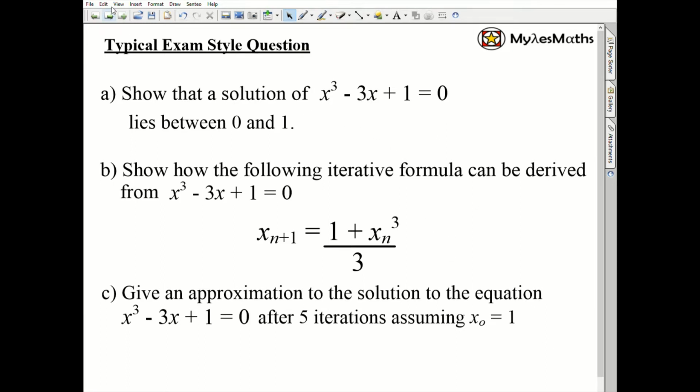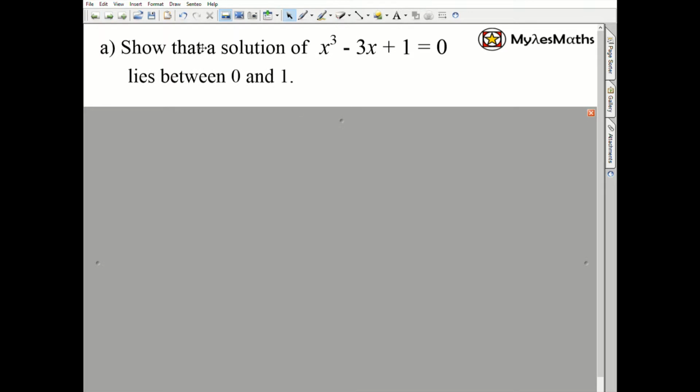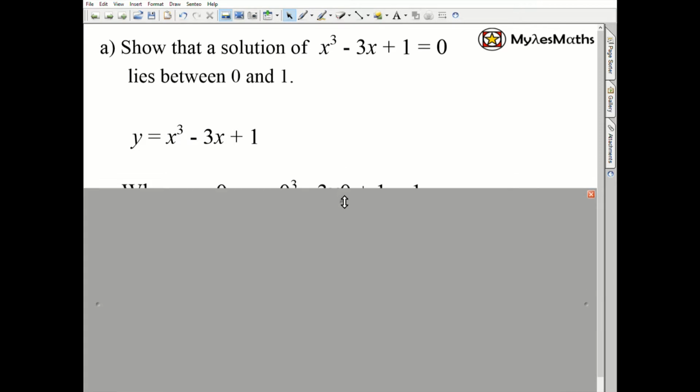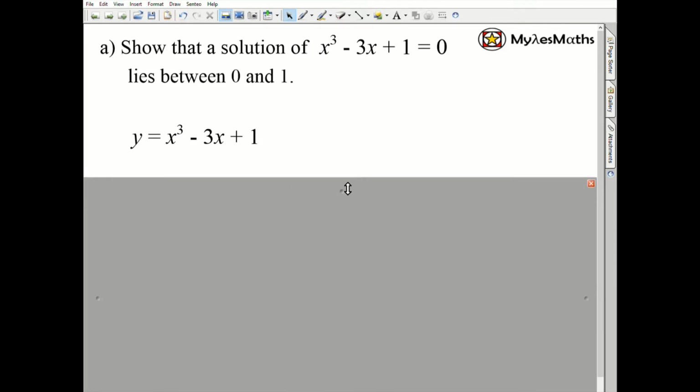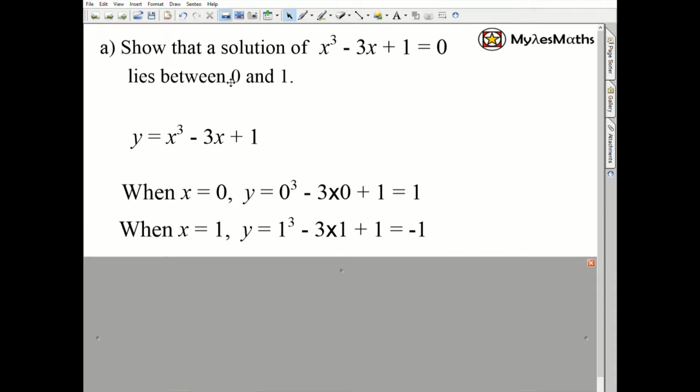So the first thing we're going to do is show that this has a solution between 0 and 1. The way we're going to do that is by taking y equals x cubed minus 3x plus 1, and plugging in the two values that we're given for x, 0 and 1. If we substitute in x equals 0, we find that y equals 1. And if we substitute x equals 1, we find that y equals 1 cubed minus 3 times 1 plus 1, which is minus 1.